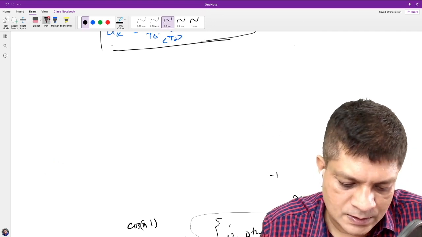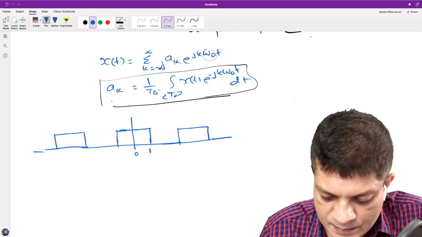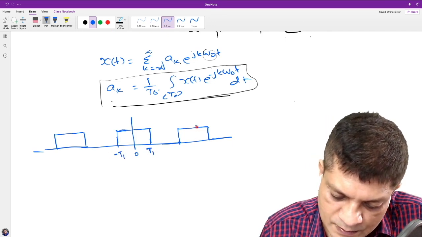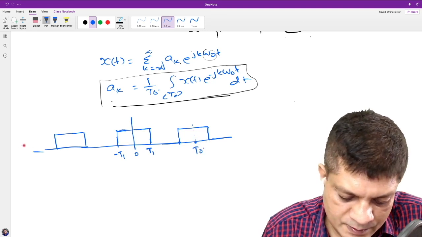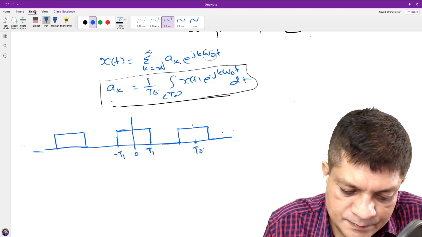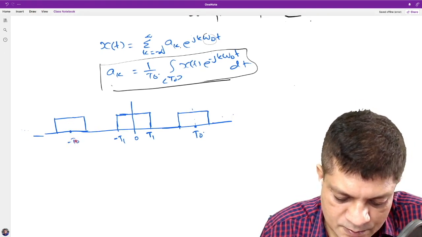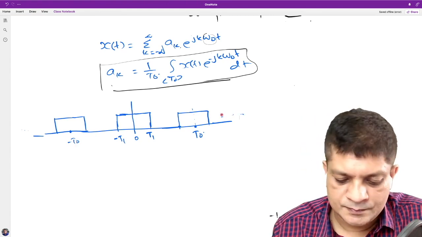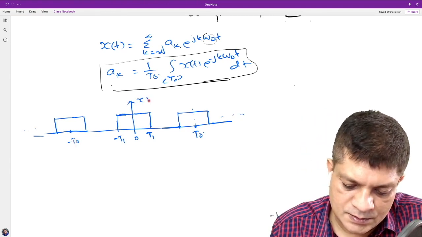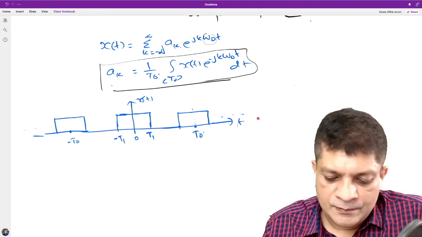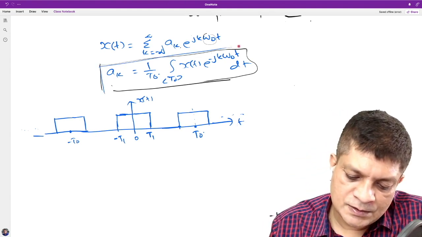Okay, let us consider another example. Mark this T1, and this is minus T1, and this is one period. This is T naught. This is a periodic signal. So this point is minus T naught. This is x(t), and this is t. Can we find the Fourier series coefficients using this?